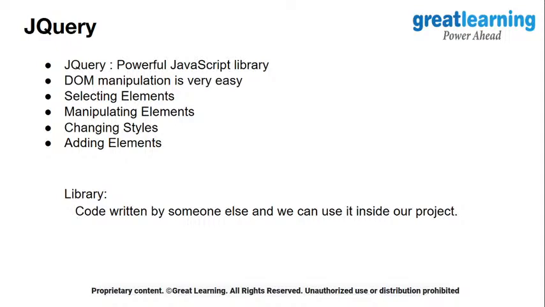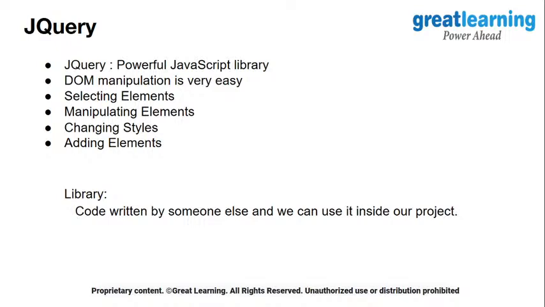So selecting elements, then manipulating them, changing styles, adding elements, these are some of the features that jQuery allows us to do. It is nothing but a JavaScript library. What is a library? Basically, a library is nothing but code written by maybe you or your friend, and you just use that code inside your project. That is what a library means.